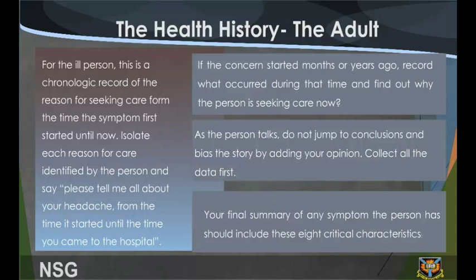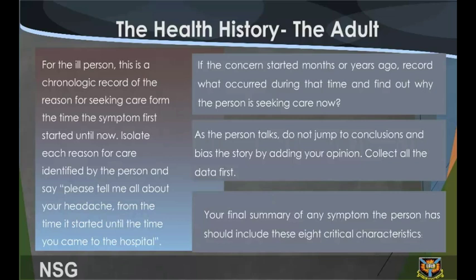Isolate each reason for care identified by the person and say, "Please tell me all about your headache, from the time it started until the time you came to the hospital." If the concern started months or years ago, record what occurred during that time and find out why the person is seeking care now. As the person talks, do not jump to conclusions and bias the story by having your opinion. Collect all the data first.